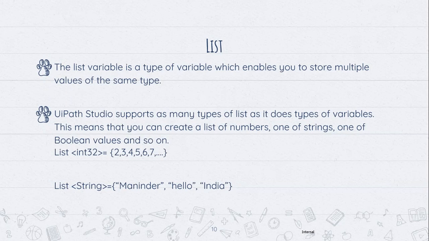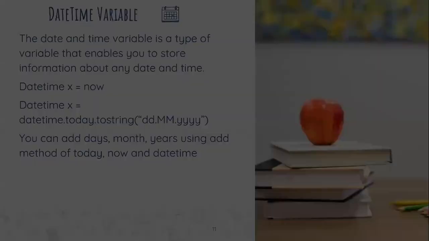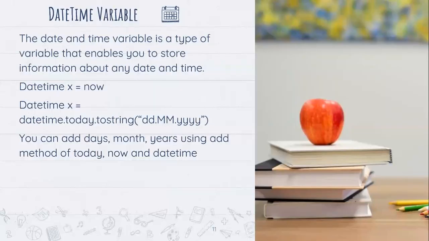Okay. So list will assign or add the same type of variable. Now, date time. Date time is a variable that enables you to store information about any date and time. You generally use the date time variable to create files. Suppose they say that every day you have to create an Excel report. How will you name the file? You will have ROI underscore today's date.